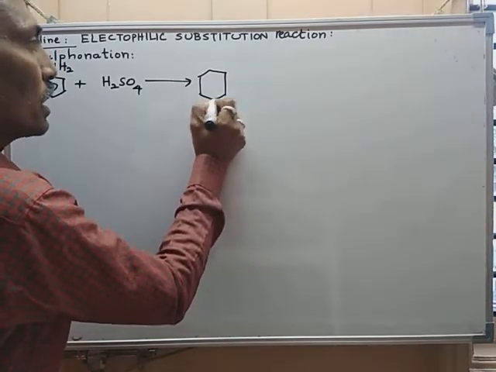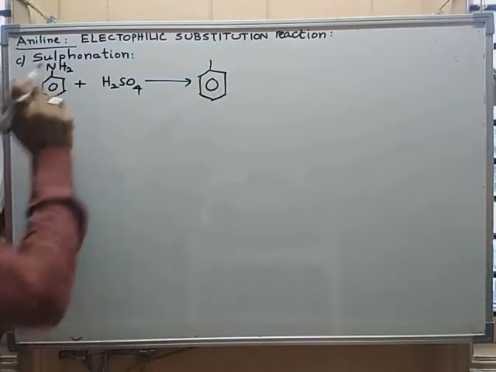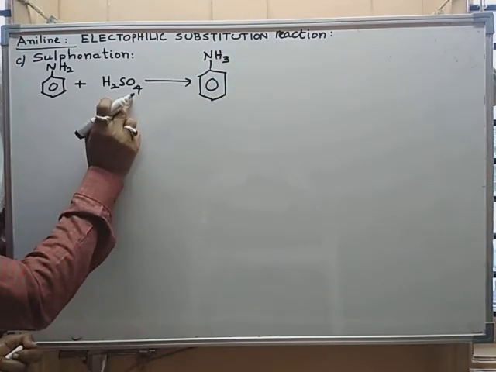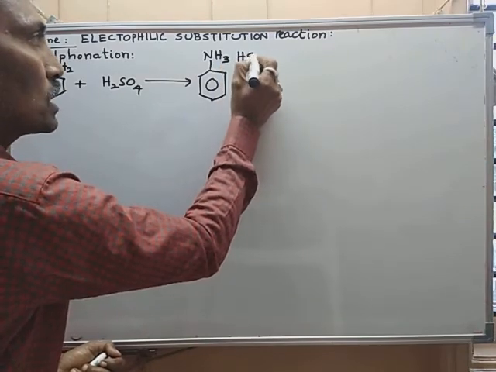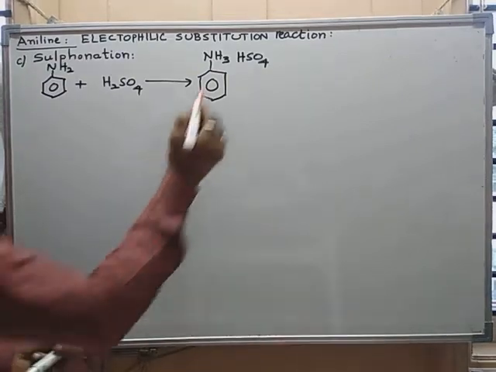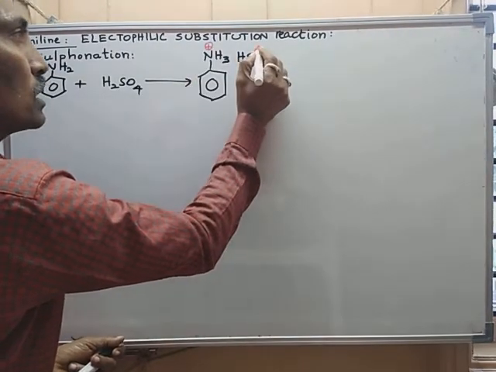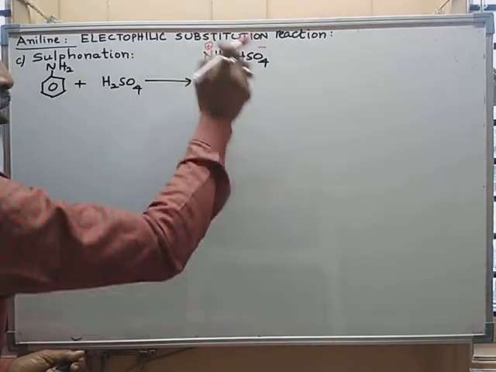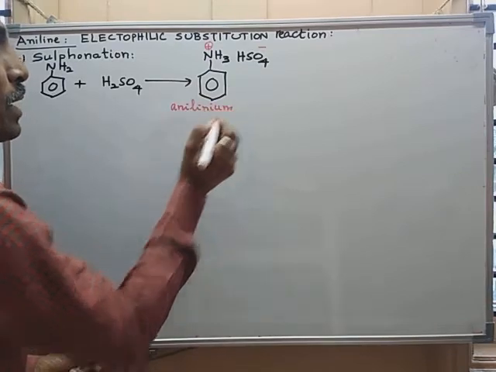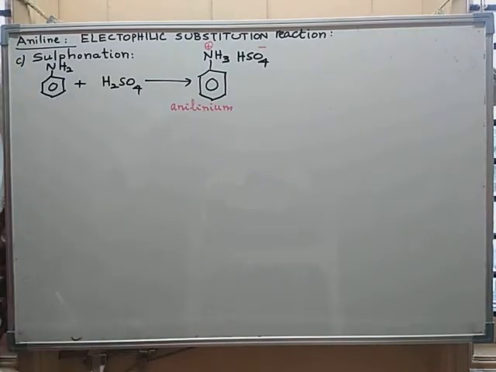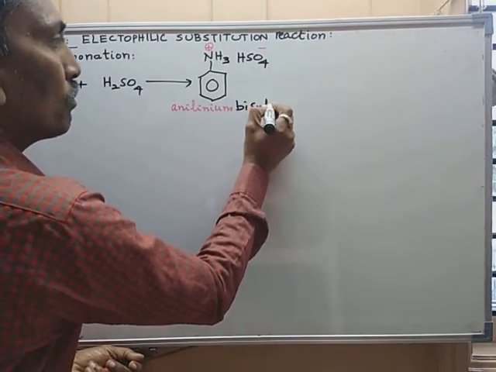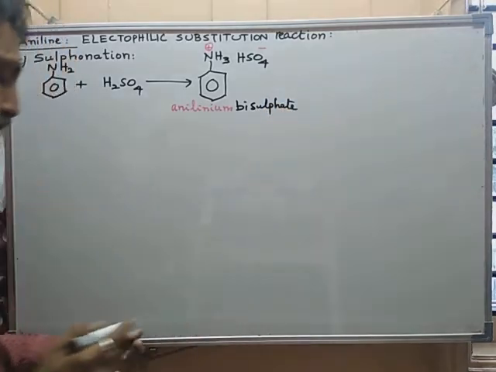So the salt taken here is NH2 becoming NH3, and H2SO4 ionized as HSO4 minus, and H plus is taken by NH2. Therefore, this becomes plus and this is minus, and this is the anilinium ion. HSO4 is named hydrogen sulfate or bisulfate.